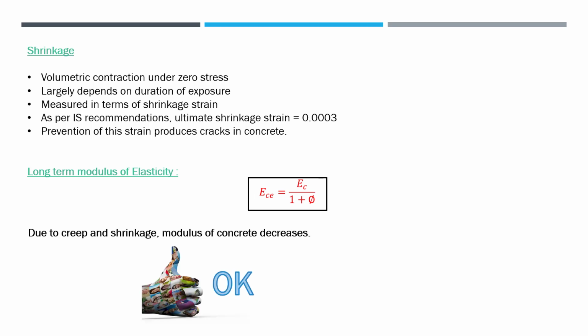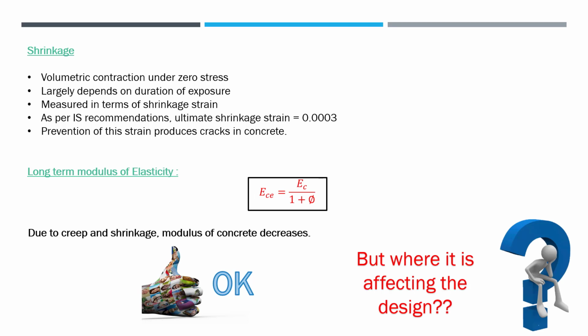It's fine. So what? Where is it actually affecting our design? So the answer is pretty simple. As the E value decreases with time, it tends to increase the deflection and the cracking of members with time. If we look at the mathematical expression of deflection, then the term E appears in the denominator. So this change in modulus value plays a very important role in the limit state of serviceability.